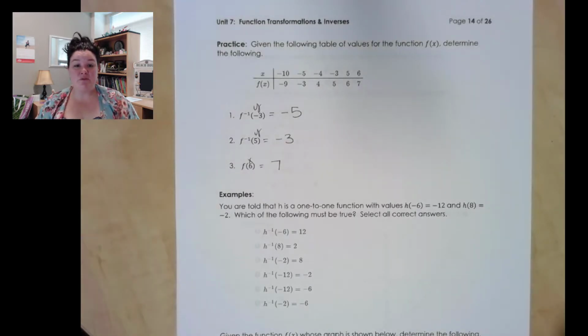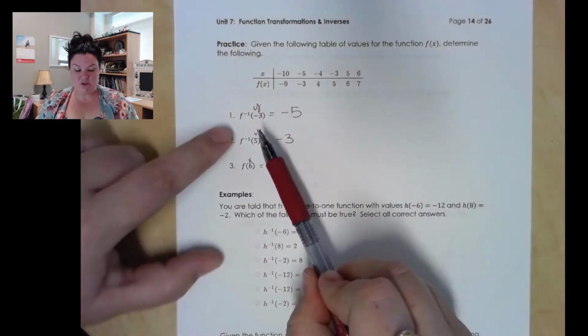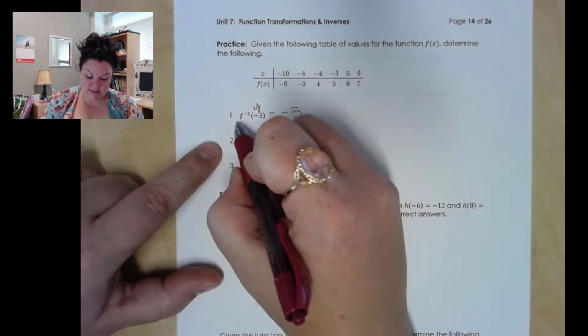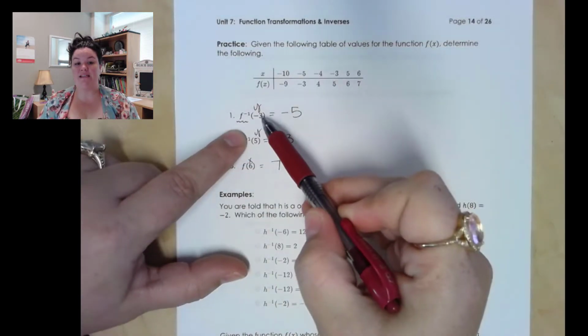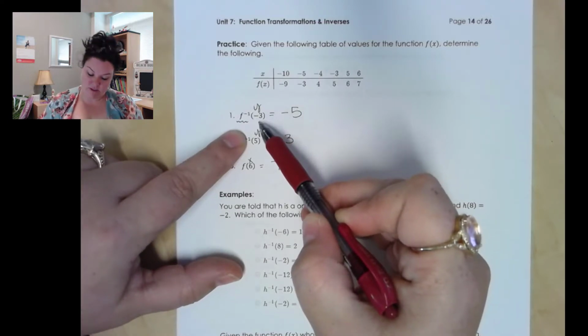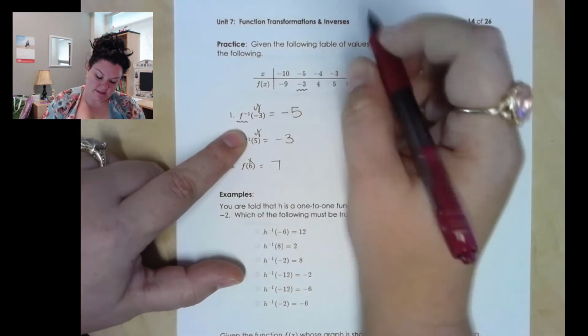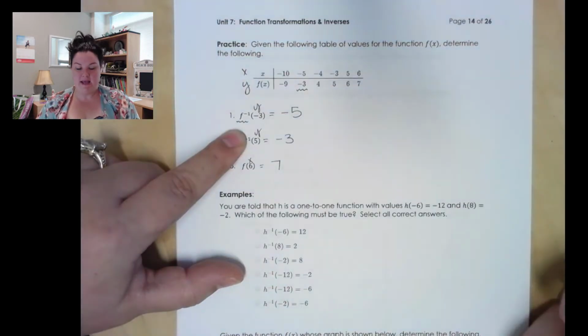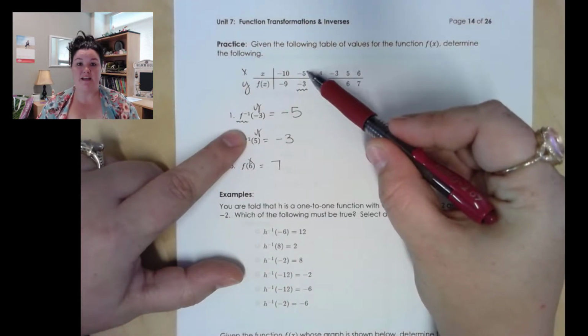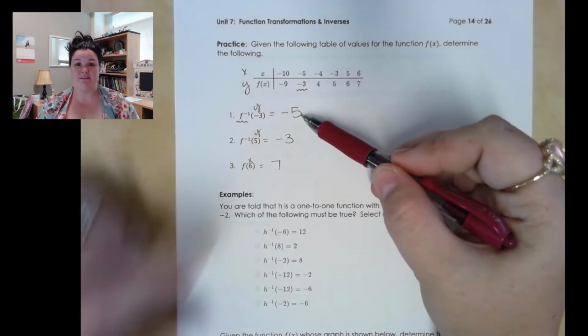All right, so let's go ahead and go over the practice. When I look at this first one, it's an inverse function, right? Inverses take a y value and assign them to an x. So I need to go to where my y value is -3, which would be here, right? Because this is my x, this is my y. And my y value of -3 is tied to the x value of -5. So this just equals -5.